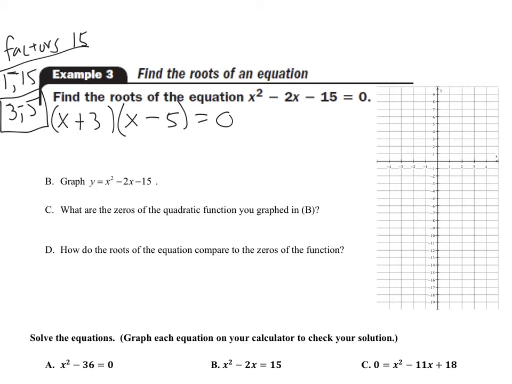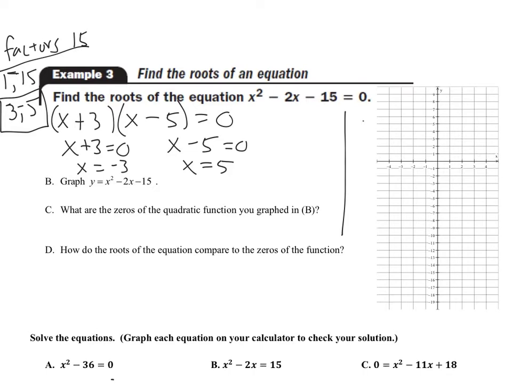Now I can solve and I can say x plus 3 equals 0, and I can subtract 3 from both sides and get x equals negative 3. I could also say that x minus 5 is equal to 0, and I can add 5 to both sides and get x equals 5. We're going to see something pretty neat here in just a moment when we go ahead and do some graphing.